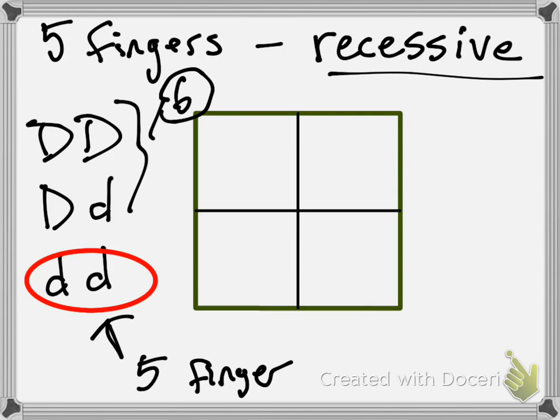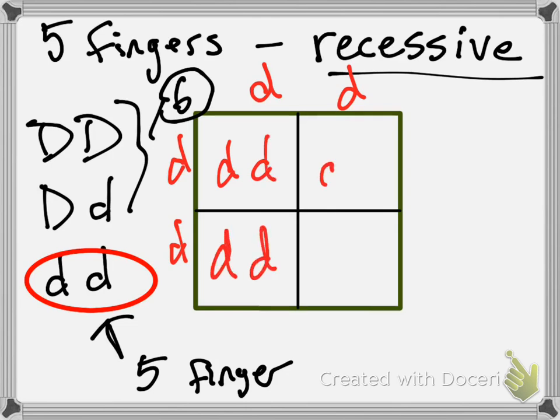Everyone's parents have 5 fingers, right? The only way you can have 5 fingers is by having the 2 small d's. So here I'm going to do it in color to make it even better for us because I love it. We have 2 small d's. That's your dad. Your dad has 5 fingers, so he has both recessive genes. What about your mom? She has 5 fingers, so she has both recessive genes too, right? So look what happens. It's always going to be the same.